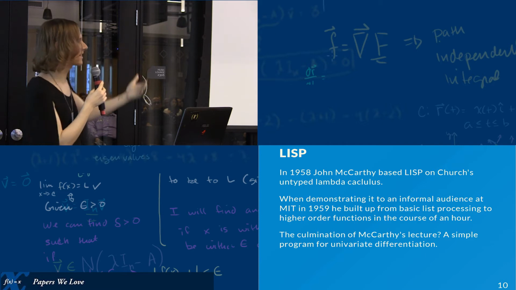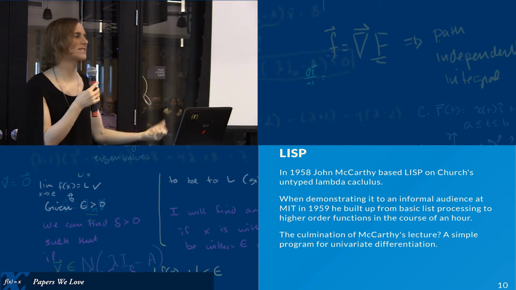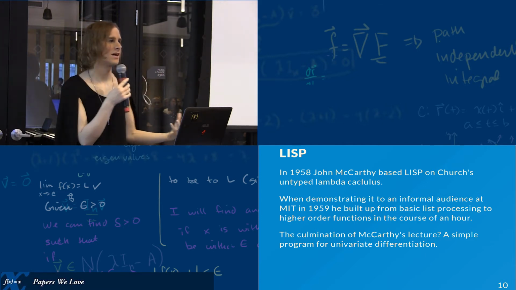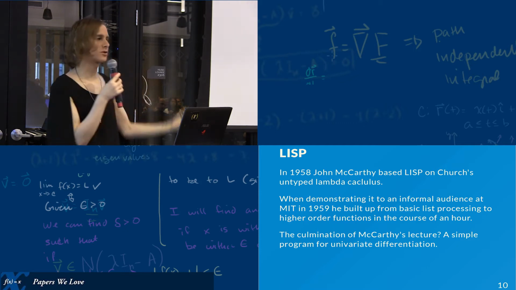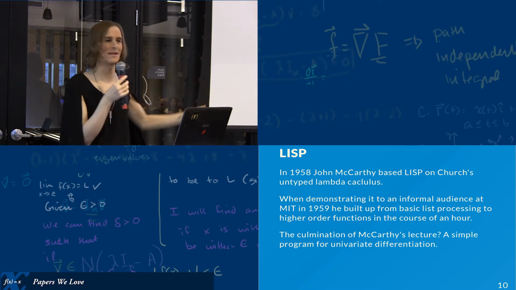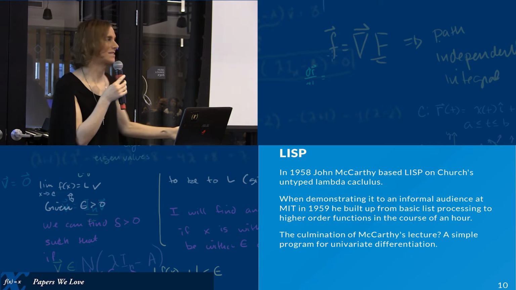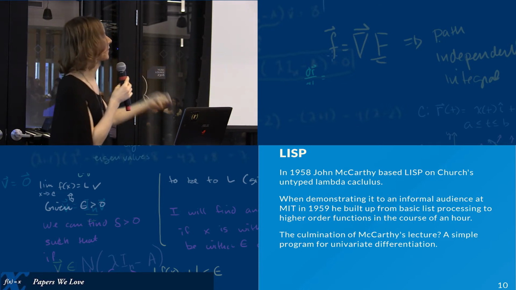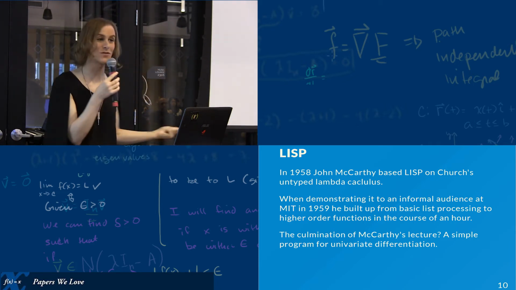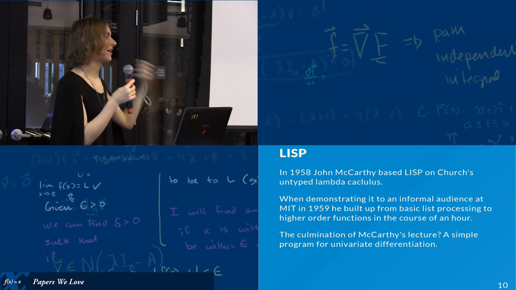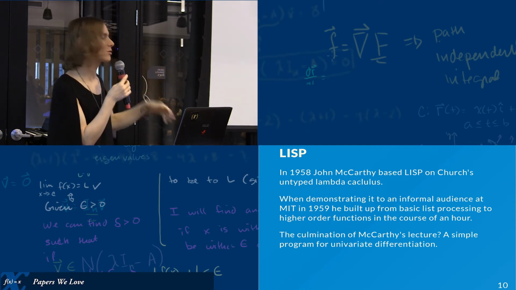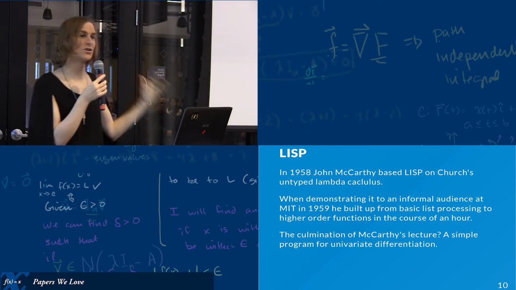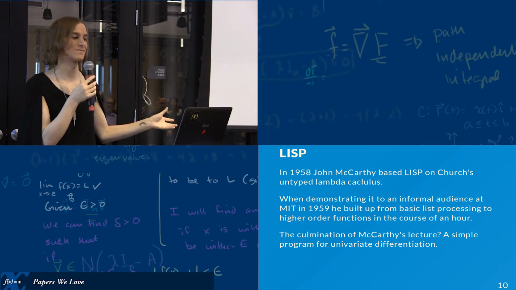So he started out building, with basic Lisp processing functions and very few primitives, the metacircular evaluator that, if you were here last month, you saw Will Byrd talk extensively about, and then built up to higher order functions in the course of an hour. And what did he use for his demonstration at the end? A very simple program for differentiating univariate polynomials.